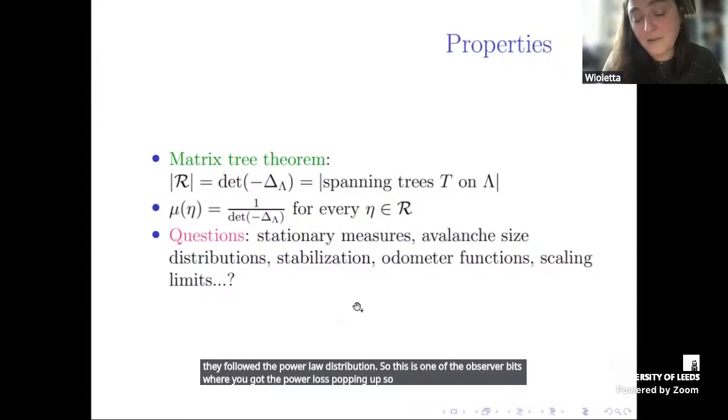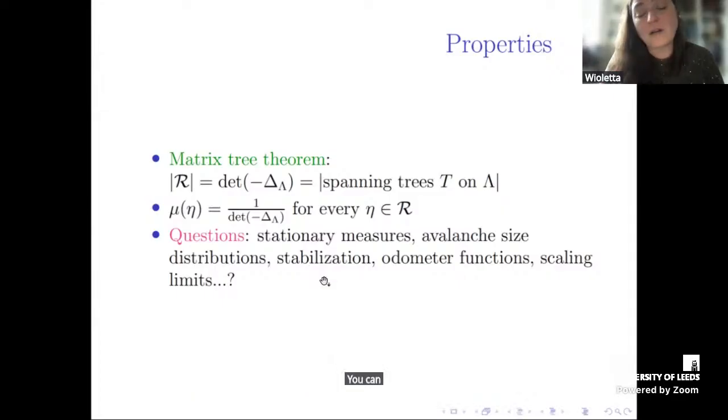This also shows the self-organized criticality, and for the 2-point correlation functions, power laws popped up. You can look at all kinds of variations of this model.